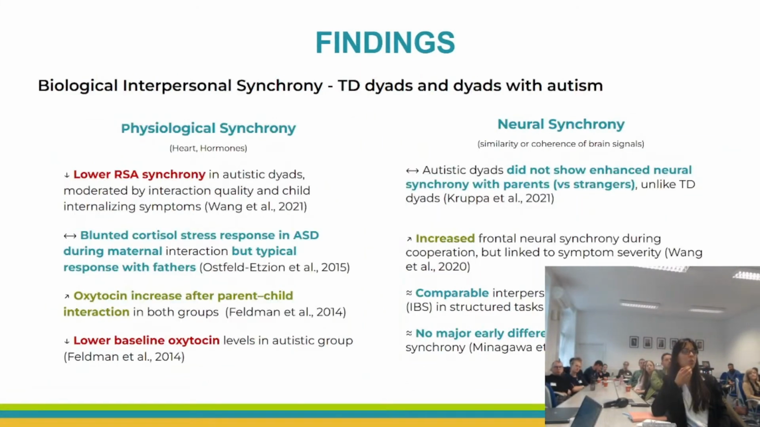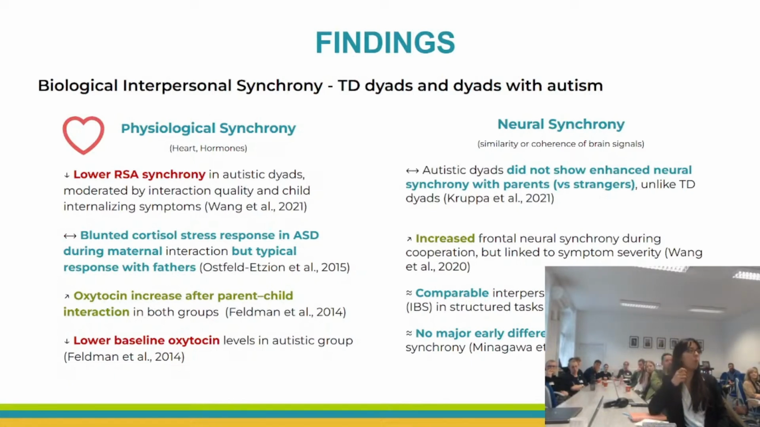So let's now turn to what we know about biological synchrony, starting with physiological synchrony. We see some group differences, but also important nuances. For example, one study found lower respiratory sinus arrhythmia synchrony in autistic dyads compared to typically developing dyads, but this synchrony increased when the interaction was of higher quality and when the child had fewer internalizing symptoms. So again, the relational context really matters.